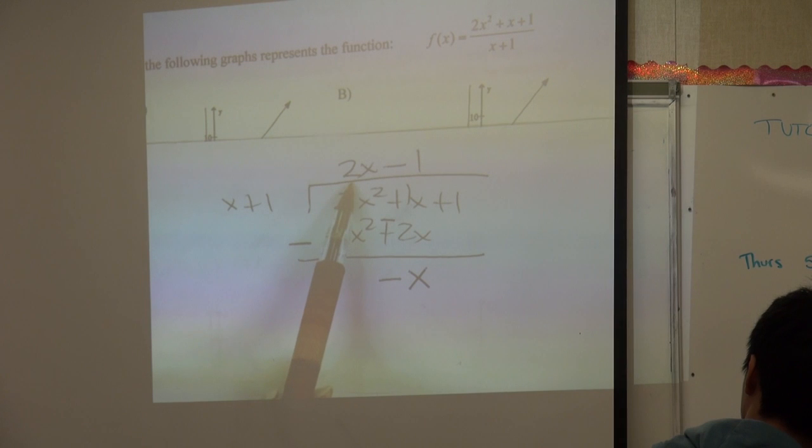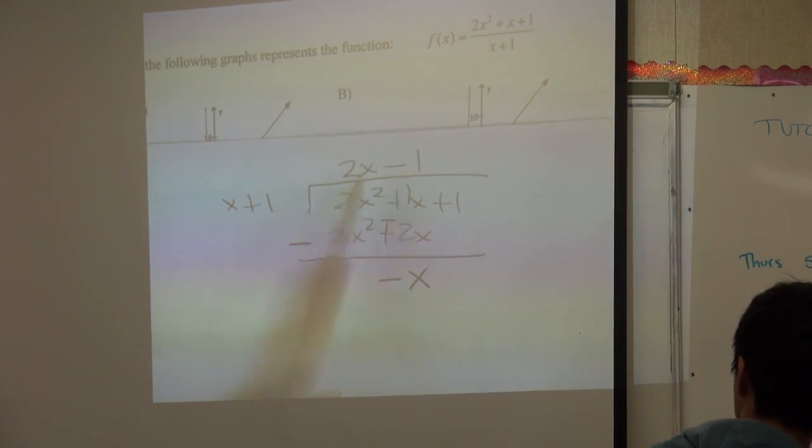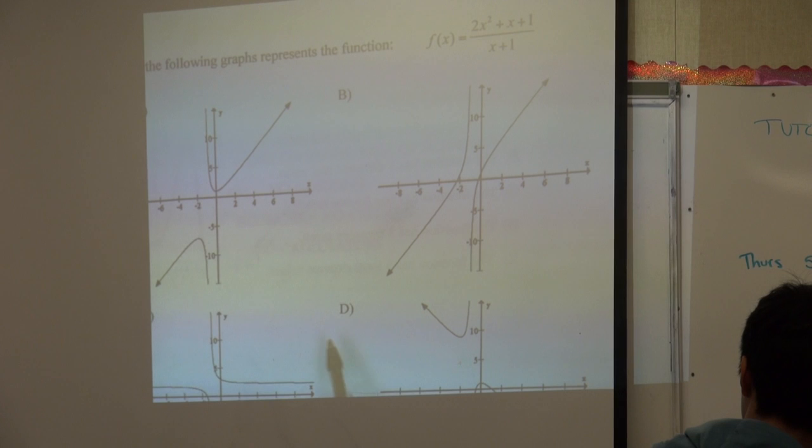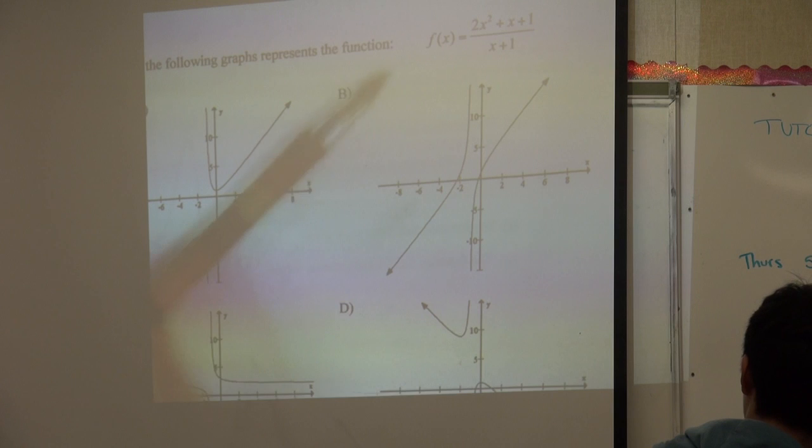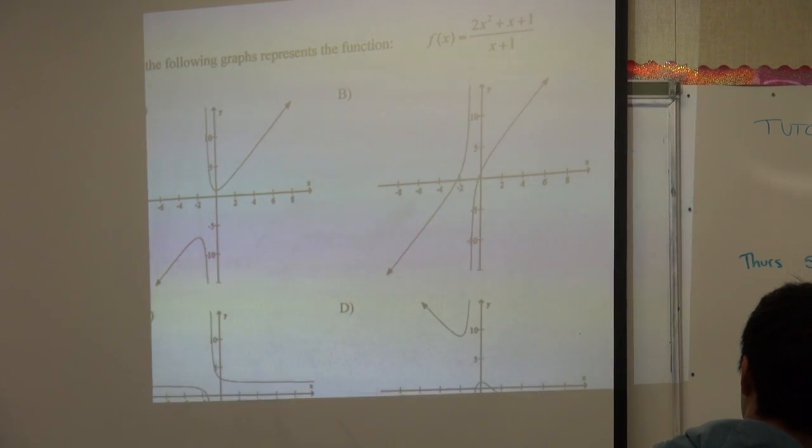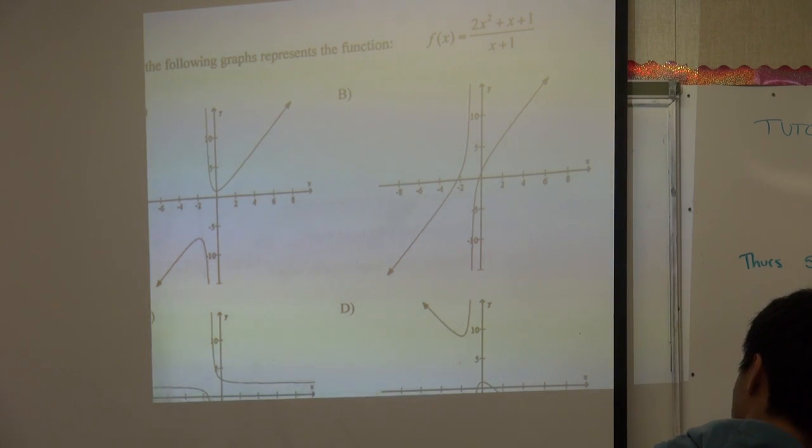At first you got that it's a positive slope, and the fact it was a positive slope eliminated D. And then when you saw that it was 2x minus 1, you saw that it needs to have a negative y-intercept and not a positive y-intercept. And that's why the answer was A. 63% of you chose A. 29% of you chose B. Questions?